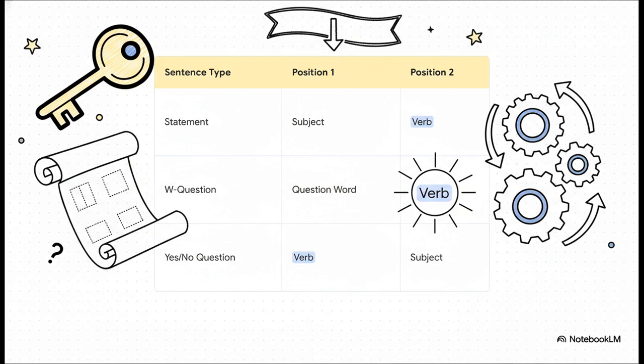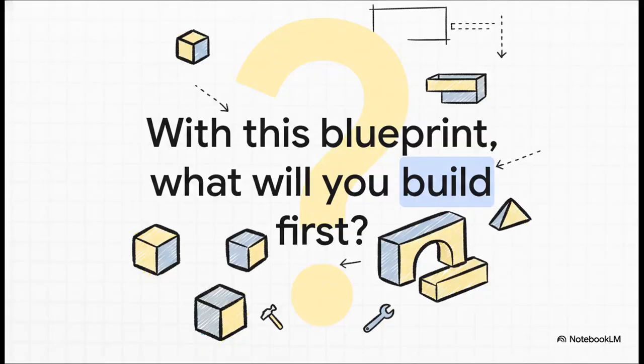This is your key. So you see, German word order isn't chaos at all, it's a construction kit. You now have the main pieces, and you've got the assembly instructions. So the only real question left is, what are you going to build first?